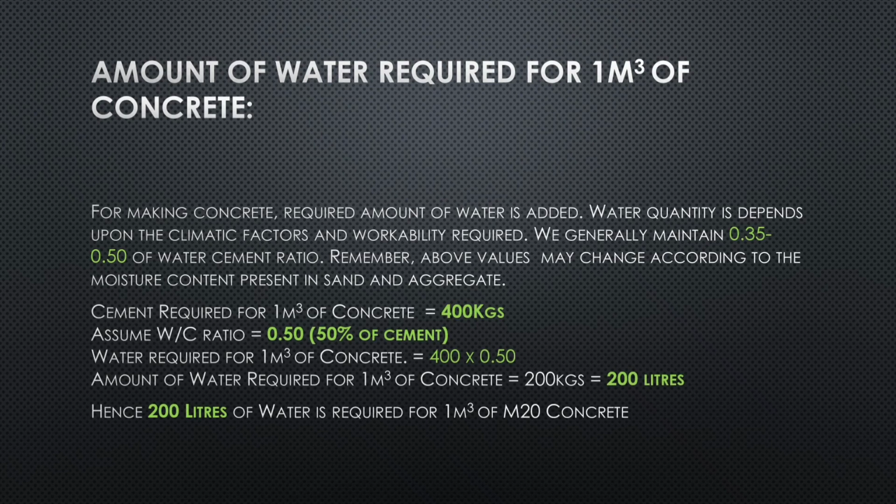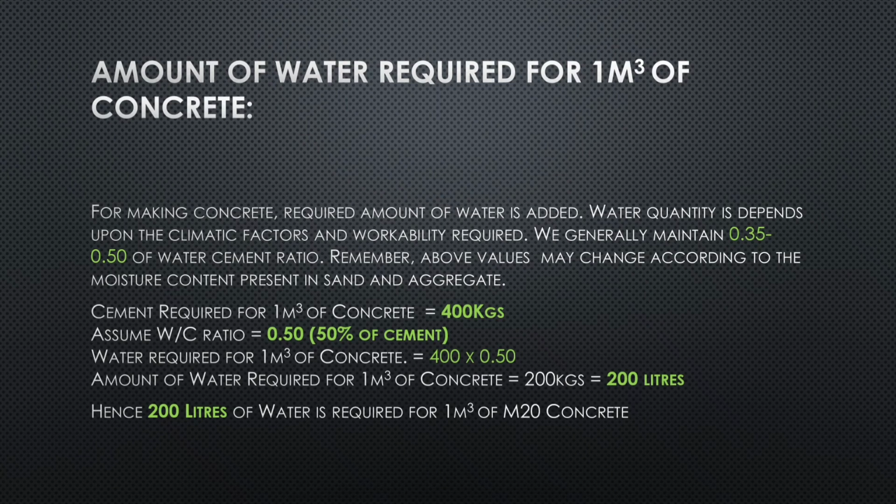Finally, the amount of water required for 1 cubic meter of concrete. For making concrete, the required amount of water is added. Water quantity depends upon the climate and workability of concrete. We generally maintain 0.35 to 0.5 water-cement ratio. Remember, the above values may change according to the moisture content present in sand and aggregate.